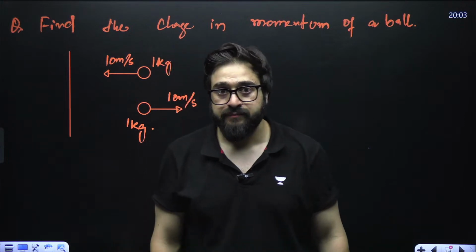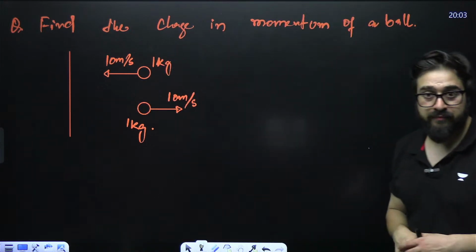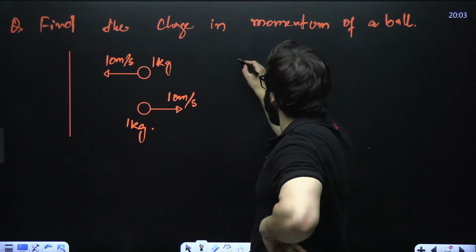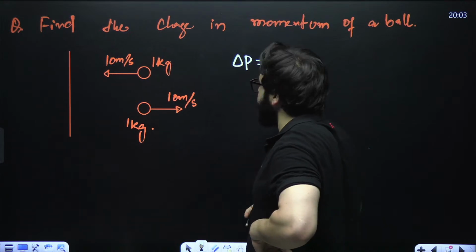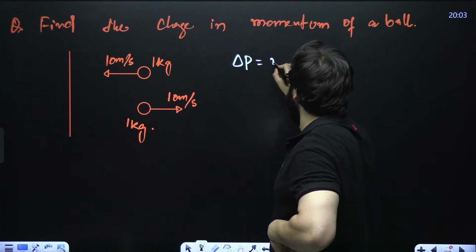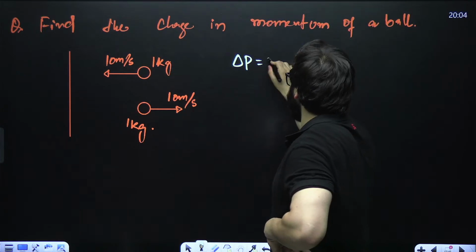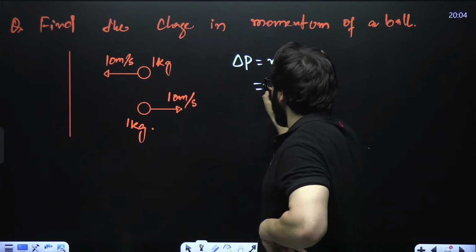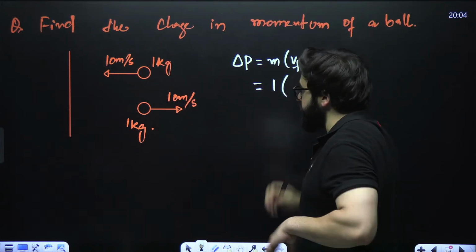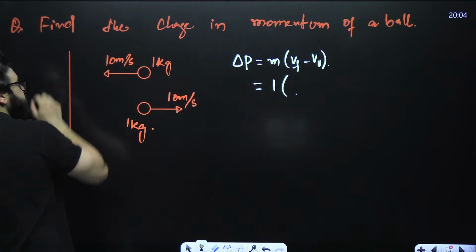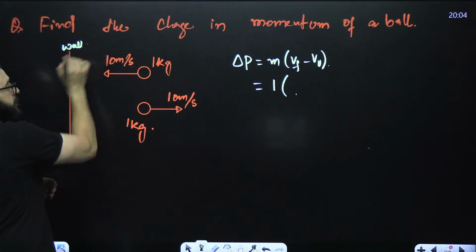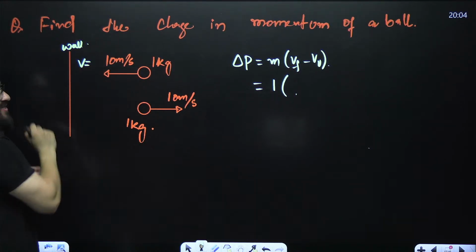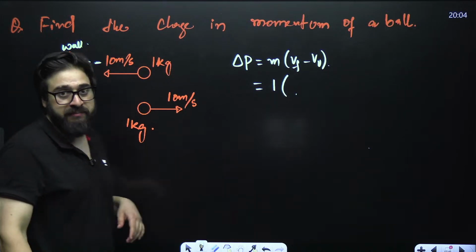Tell me, guys. What is the change in momentum over here? Find the change in momentum of the ball. Change in momentum is simply, in this particular case, mass m times v final minus v initial. Guys, what is the mass of the ball? That is 1 kg. Now see, the ball is coming and it strikes the wall. This is the wall over here. The ball strikes, moving with a velocity of minus 10 meter per second. Why?